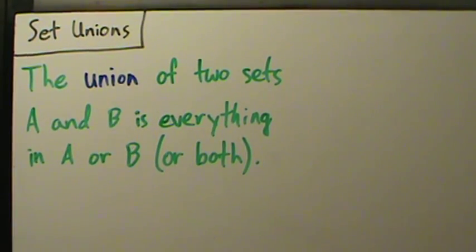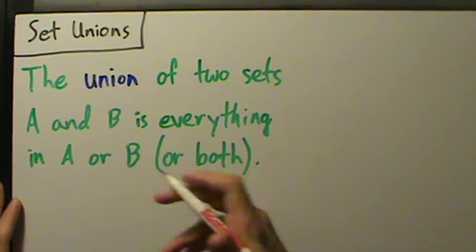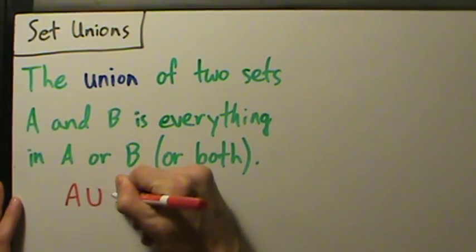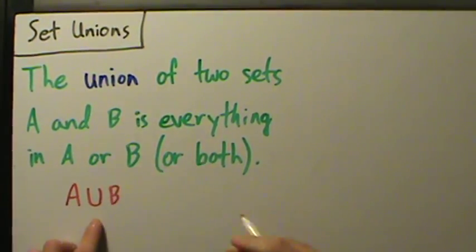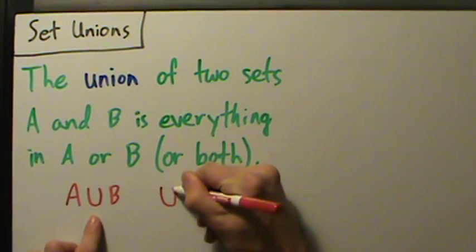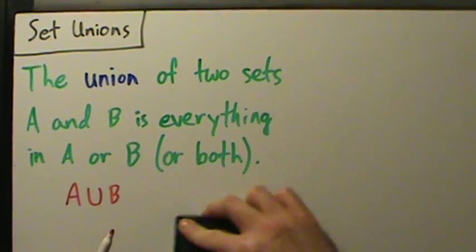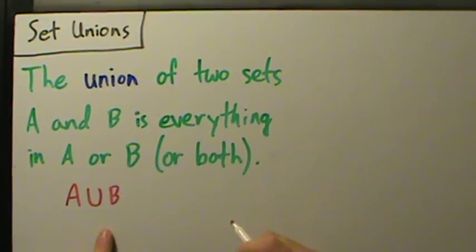So how do we denote that? Well, a union is denoted like this. The union of A and B is going to be A union B. This isn't the letter U. It's different from the letter U. It's just sort of like this little cup thing. So just be careful of that. But anyway, A union B is denoted like this.